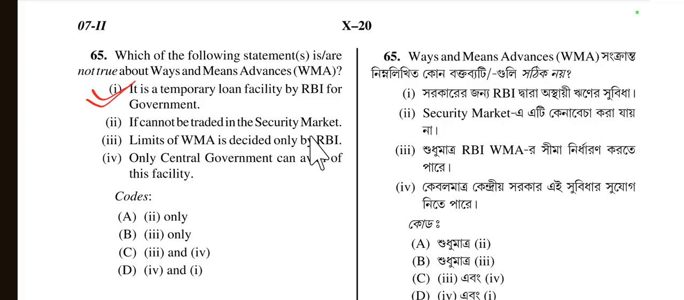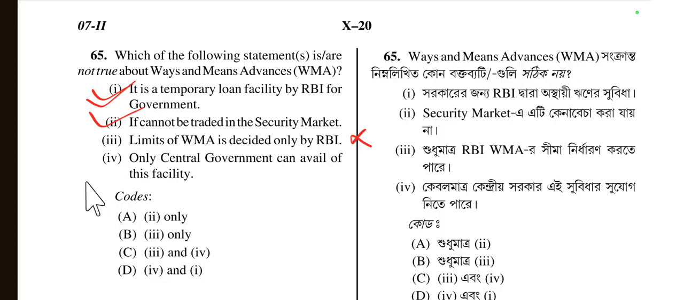Then option 2, it cannot be traded in the security market. Yes, it is true, because it is purely a temporary credit agreement between the RBI and the government, so it cannot be traded in the security market. Then, limits of the ways and means advances are decided only by RBI. No, it is not true, because the limits are decided by mutual agreement between the RBI and the government, not solely by the RBI.